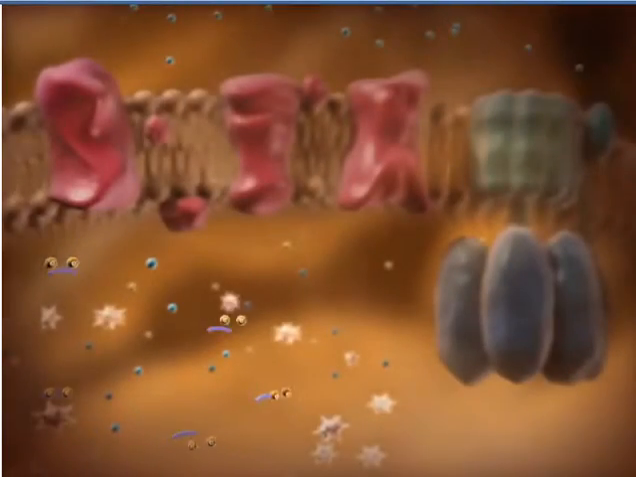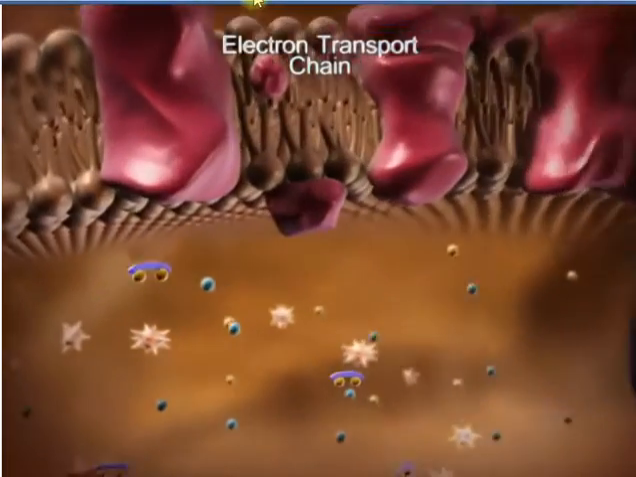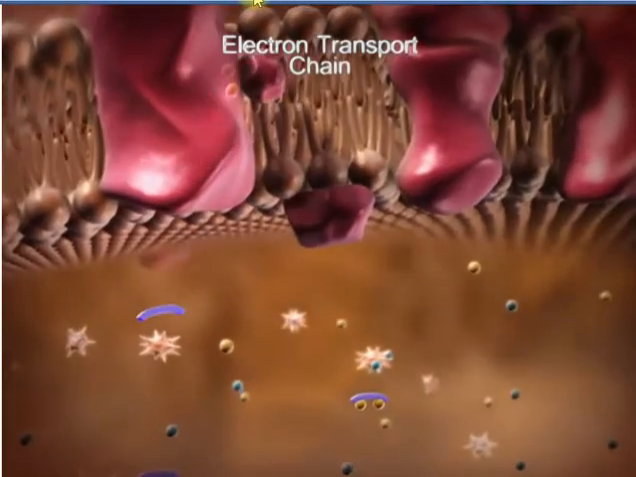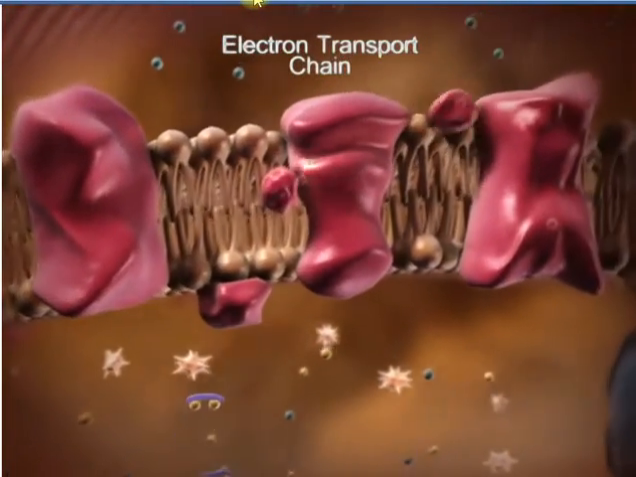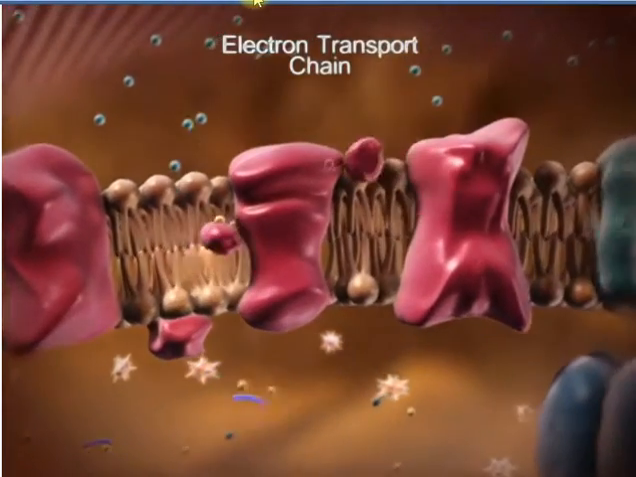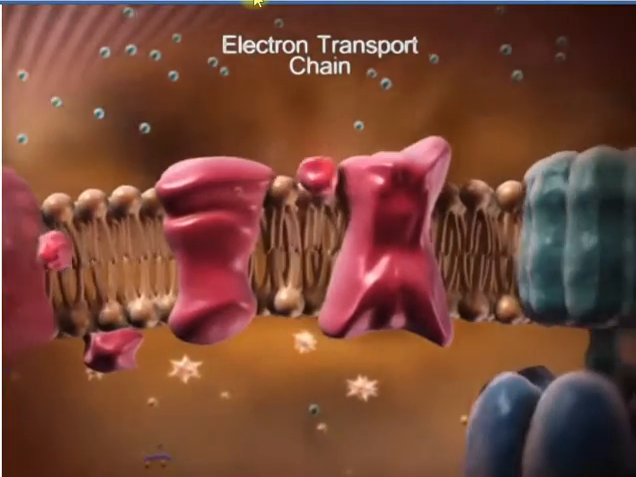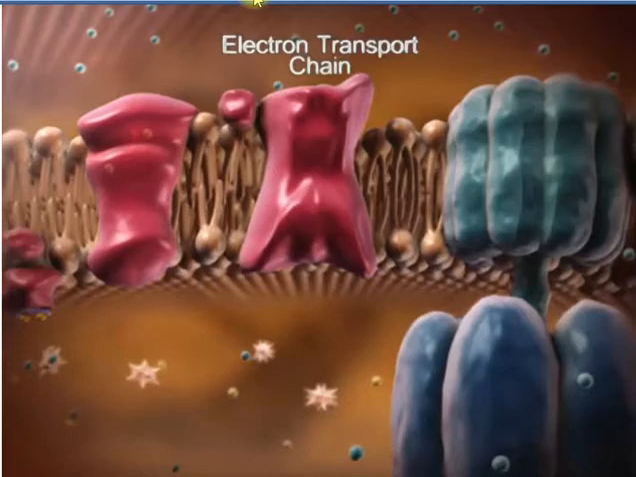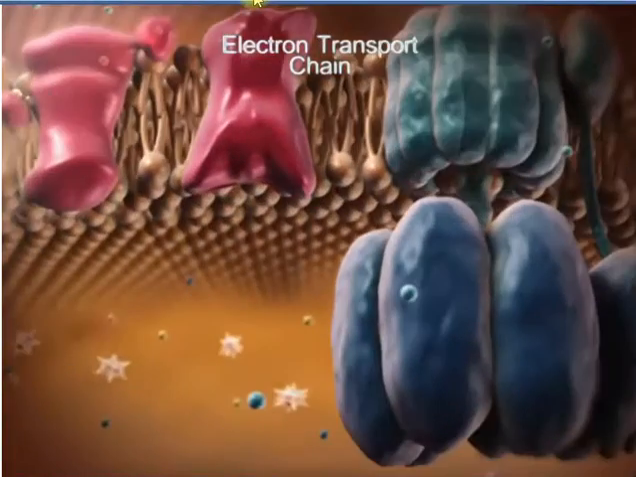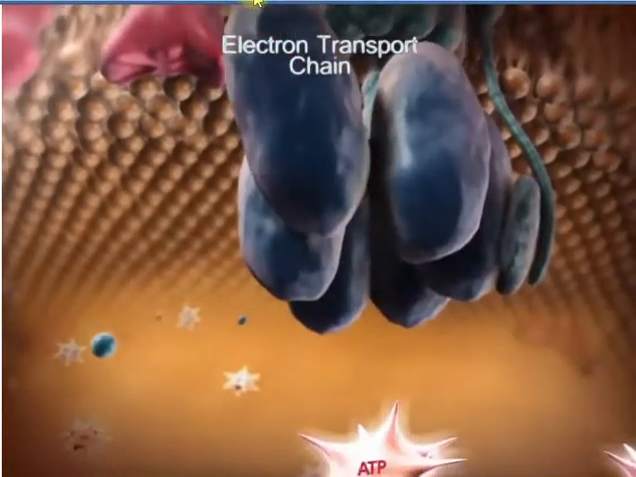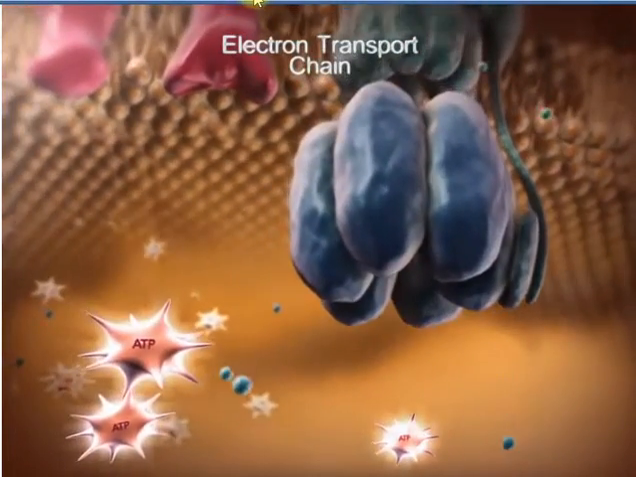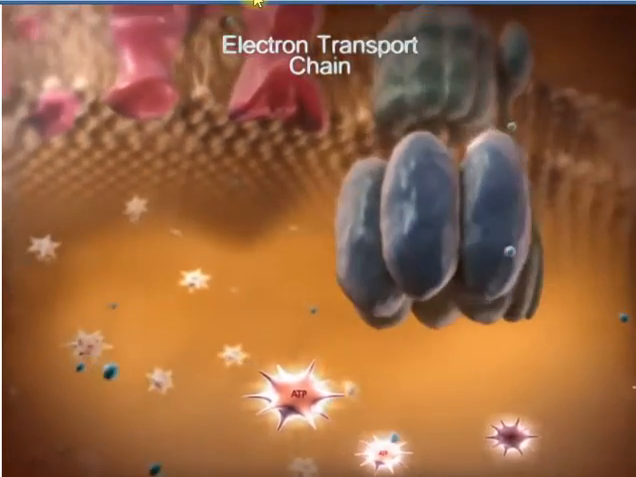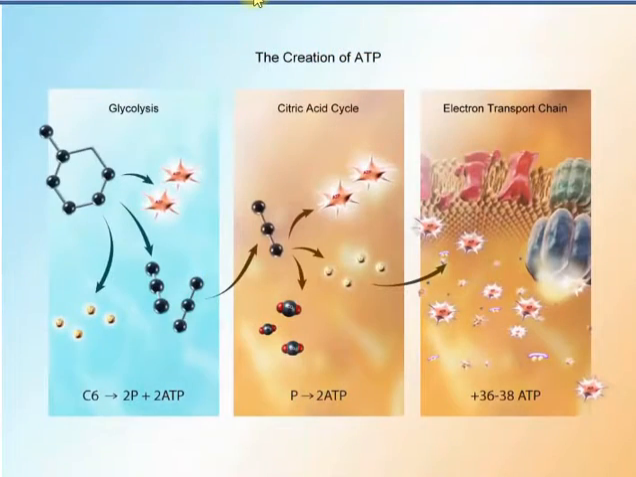The third and final step is the use of high-energy electrons in the electron transport chain, located in the mitochondrial membrane. It is during this phase that most of the ATP molecules are created. Previously released electrons interact with a series of enzymes that store the energy in the ATP molecules. The 3 steps of cellular respiration can produce up to 38 ATP molecules from 1 glucose molecule.